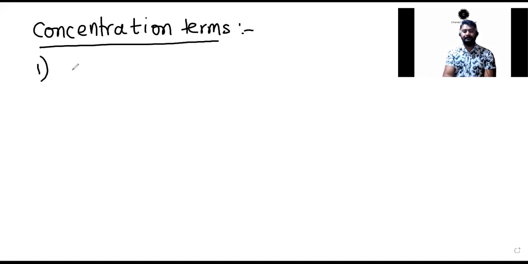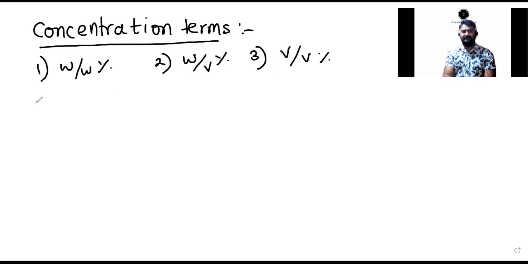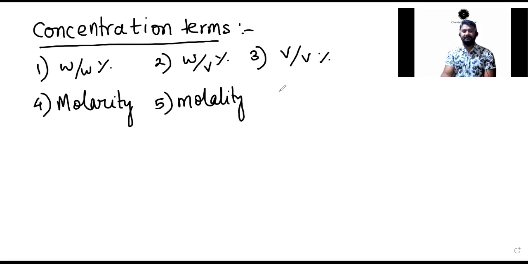The first one is weight by weight percentage. The second one is weight by volume percentage. The third one is volume by volume percentage, right? The fourth one is molarity. We'll be studying them one by one. Today we may not be able to do all of that, but we'll do it in the upcoming series of lectures. The fifth one is molality. The sixth one is normality.